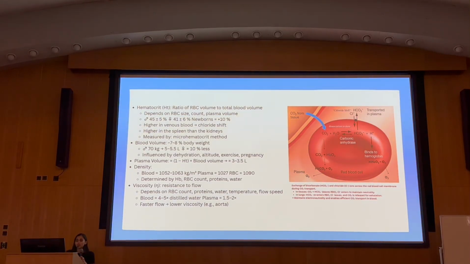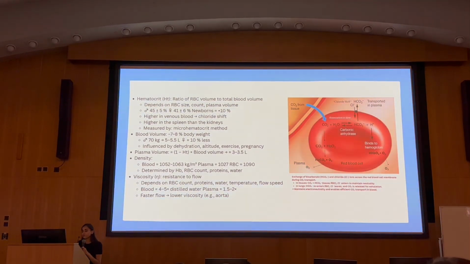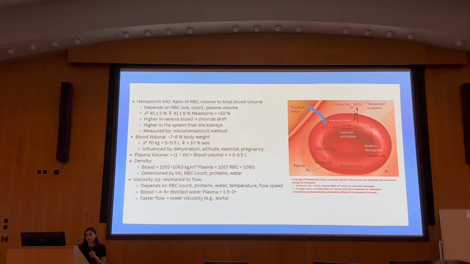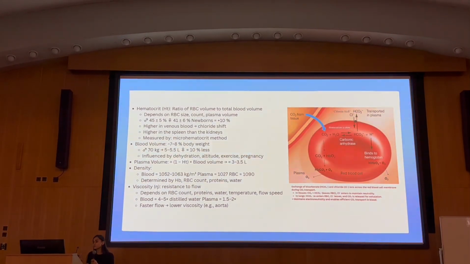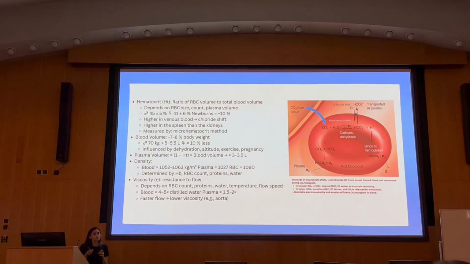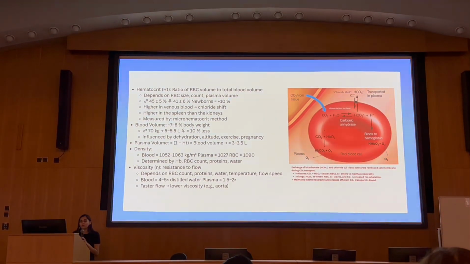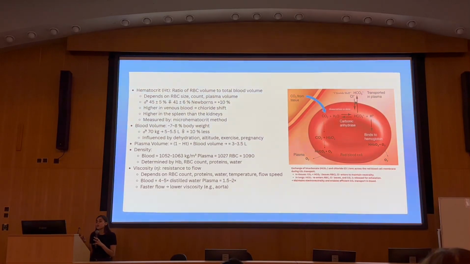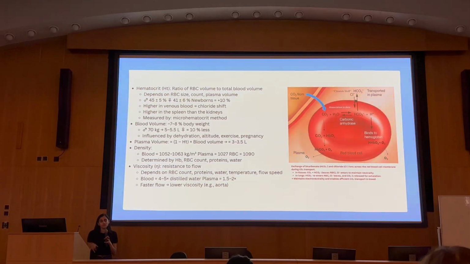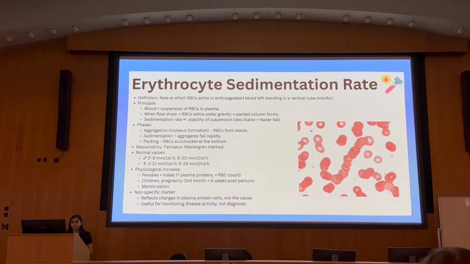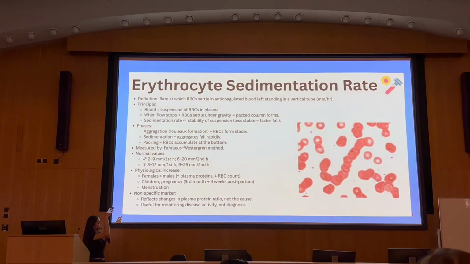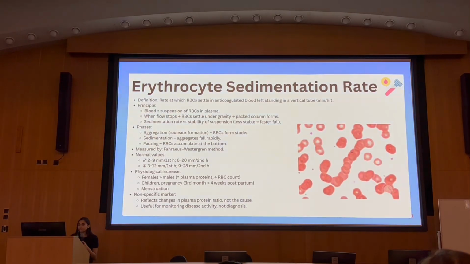So viscosity depends on almost the same things: RBC count, proteins, water, temperature, and flow speed. So RBC count and proteins increasing would cause the viscosity to increase because it will make it more dense, but that's not what we're talking about. It's the resistance to flow that we're talking about. If water increases, viscosity decreases. If temperature increases, again viscosity decreases, and same with flow speed. So yeah, that's viscosity.